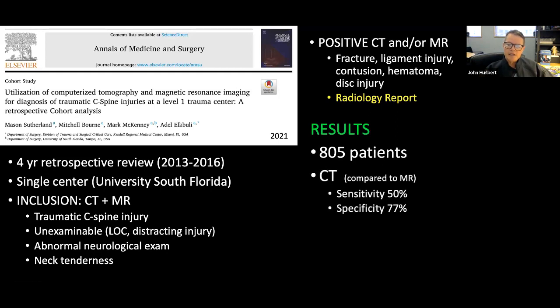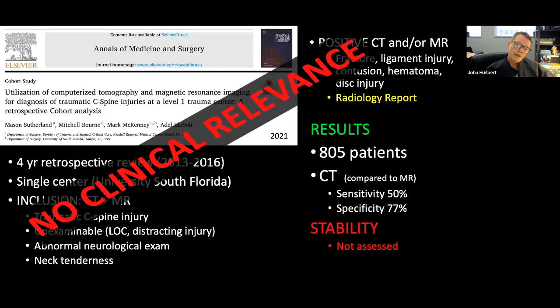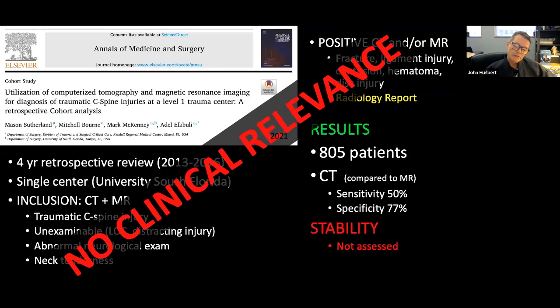805 patients. CT was compared to MRI with a sensitivity of 50% and a specificity of 77%. And you could argue it should be the other way around, that MRI should be compared to CT with respect to sensitivity and specificity, but it wasn't. Stability in this study was not assessed, so ultimately I've wasted your time. It was not clinically relevant because they didn't even attempt to look at stability. It was really just comparing findings between the 2 modalities of imaging.